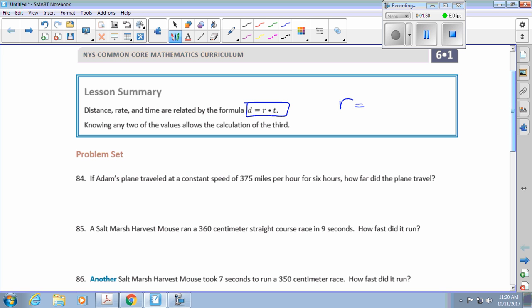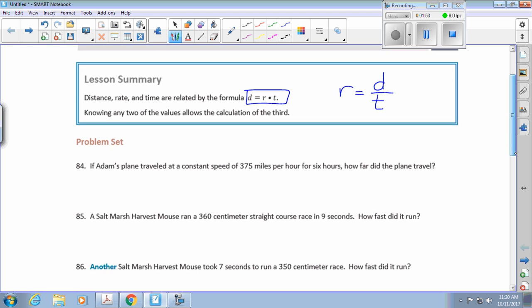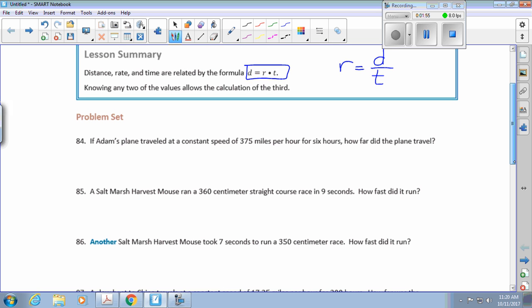Another word for rate when we're talking about distance and time is what? Speed. Very good. Speed. So when it asks who is faster or how fast something is, we are looking for the rate of speed. And you find that by taking your distance and dividing it by your time. Okay? So we're going to go through this starting with question 84.